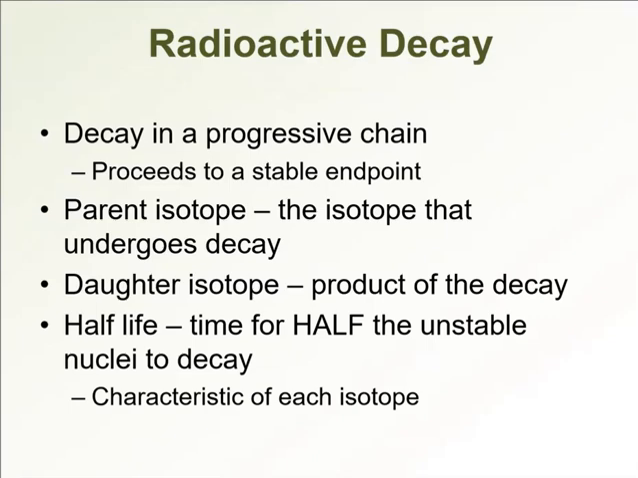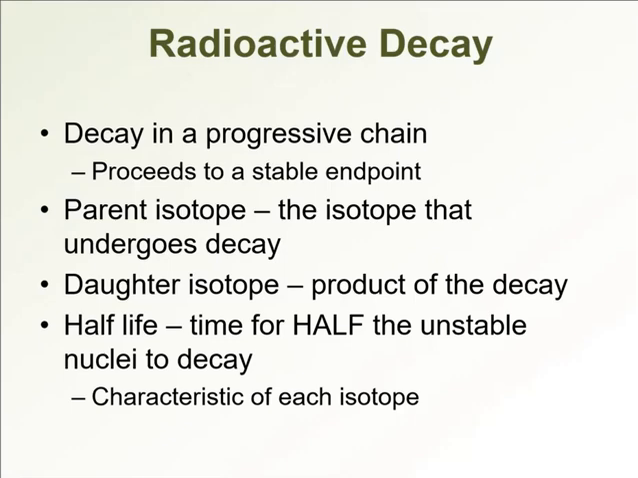We call the parent isotope the isotope that is starting the decay. This is the one that's unstable. And then the daughter isotope is the product of the decay, the endpoint that's stable. These are families, and we name the families based on the parent and the daughter, the daughter being the final endpoint. Sometimes it takes many steps to get to that daughter.